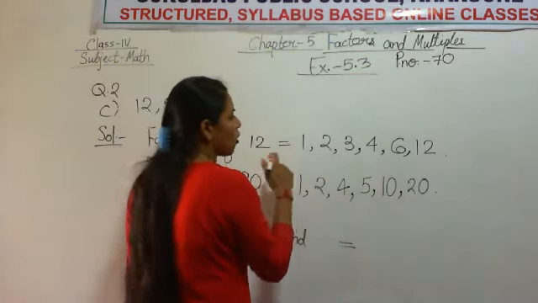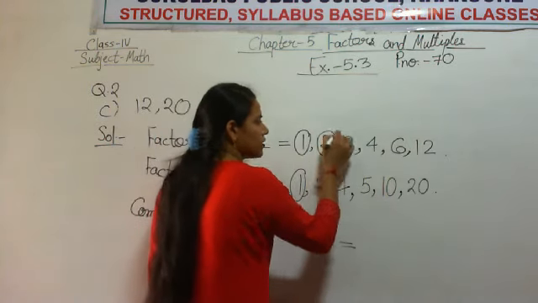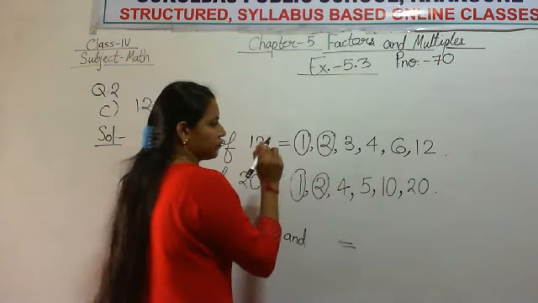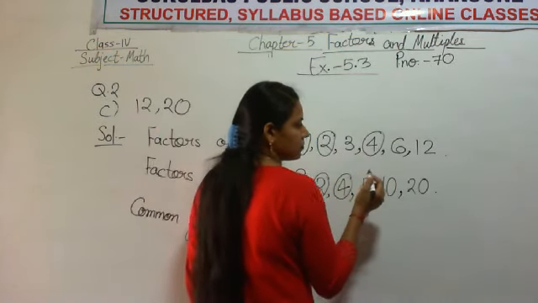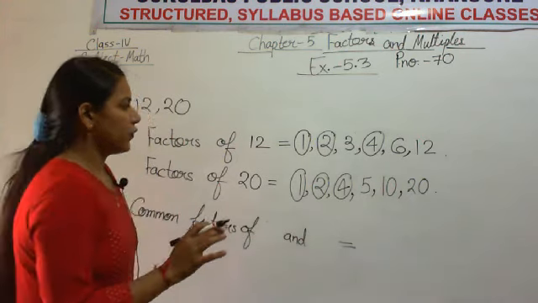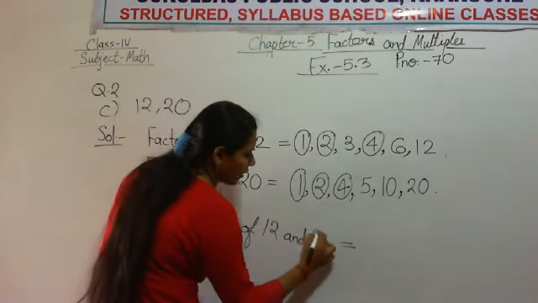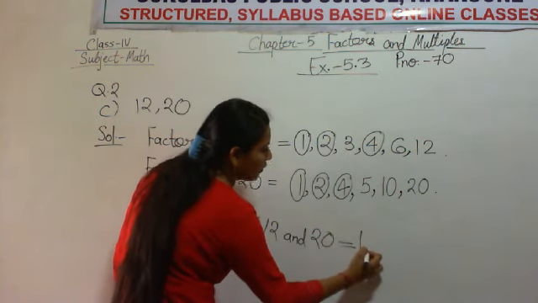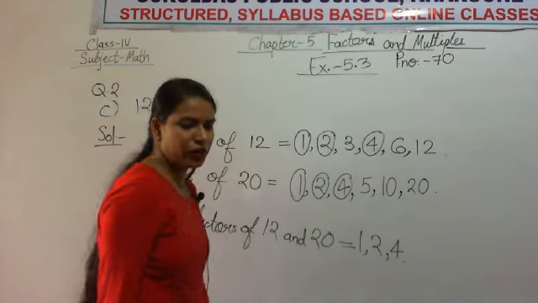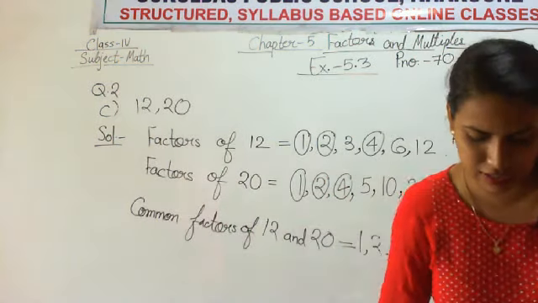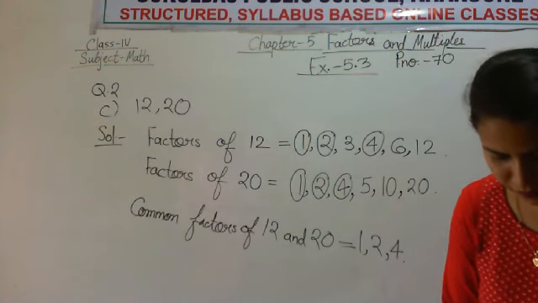Now circle the common ones. So 1 is common in both, 2 is common in both, 4 is common in both and that's it. So the common factors of 12 and 20 are 1, 2 and 4. 1, 2 and 4 are the common factors of number 12 and number 20.